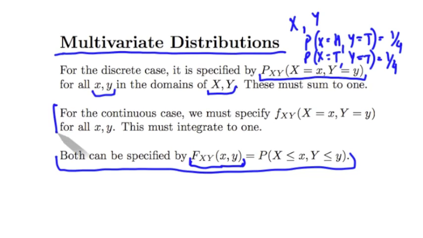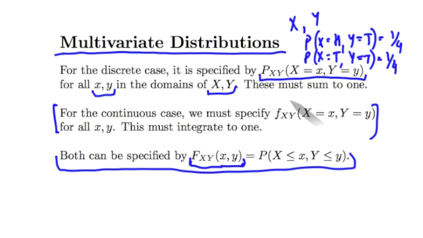Now for the continuous case, instead of specifying p_XY, we would specify the PDF, which is f_XY of X equal to x, Y equal to y. And this must integrate to 1. Remember, this is not the probability of observing little x and little y. That probability would be 0 for a continuous distribution.